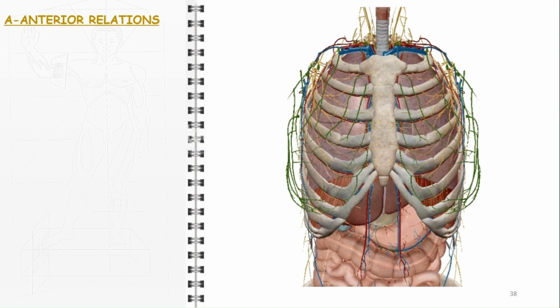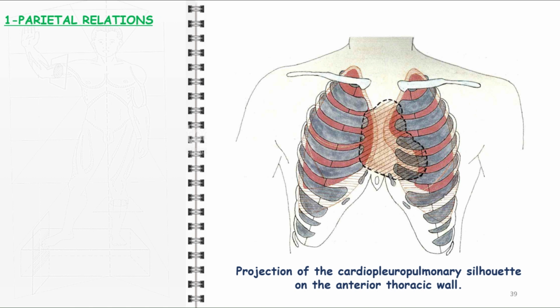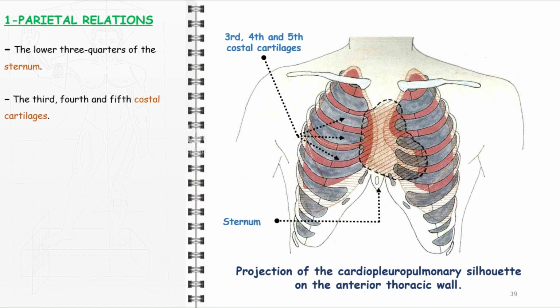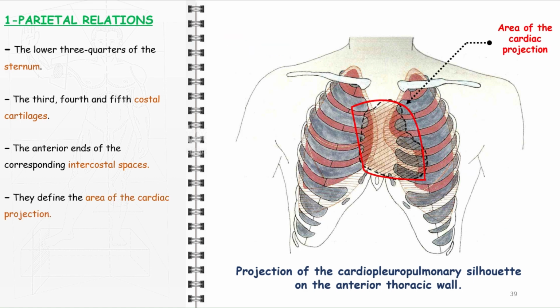The anterior relations of the heart can be subdivided into the parietal and visceral relations. The parietal relations of the heart are represented by a portion of the thoracic wall corresponding to the lower 3/4 of the sternum, the third, fourth, and fifth costal cartilages, and the anterior ends of the corresponding intercostal spaces. They define the area of the cardiac projection.